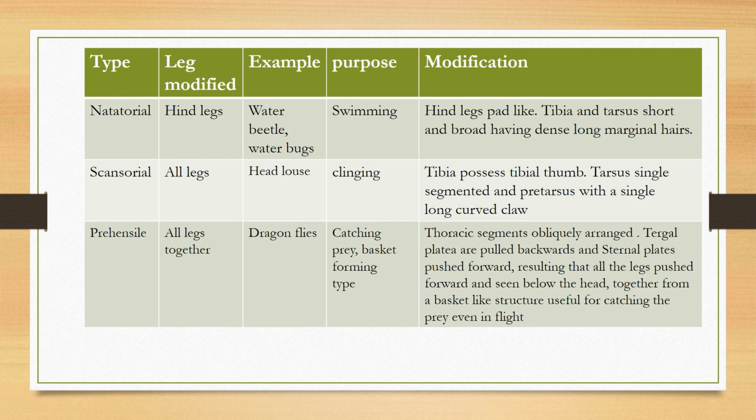So there is an arrangement like that, with all the legs pushed forward and seen below the head together, forming a basket-like structure useful for catching the prey whenever the dragonfly is flying. We can see that dragonflies are always in flight. While flying, it can catch flying insects with the basket-like, prehensile legs.